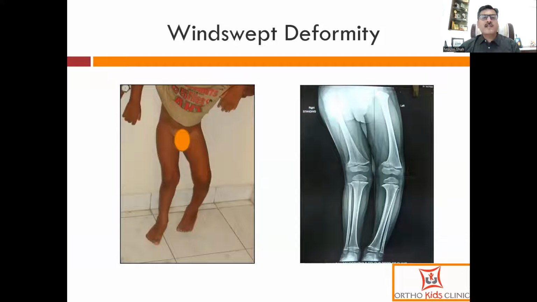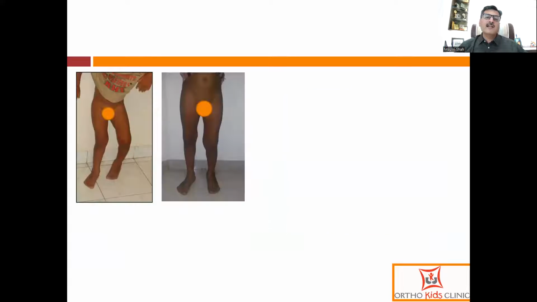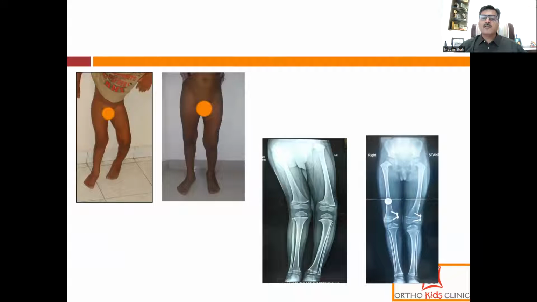You might come across windswept deformity at times, genu varum on one side and genu valgum on the other side. So you choose the proper site based on the X-ray and your calculation. And we placed an 8 plate on the lateral side on the left and the medial side on the right. And this is correction in about 9 months time. So this is how you can correct the deformity.